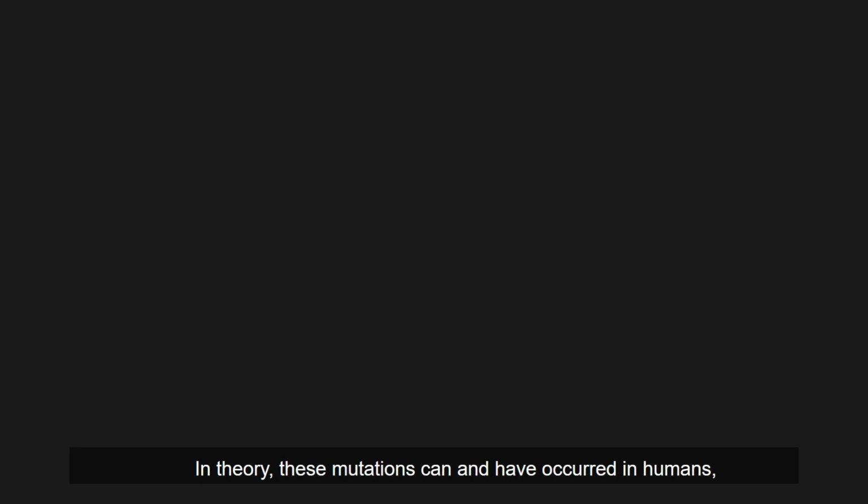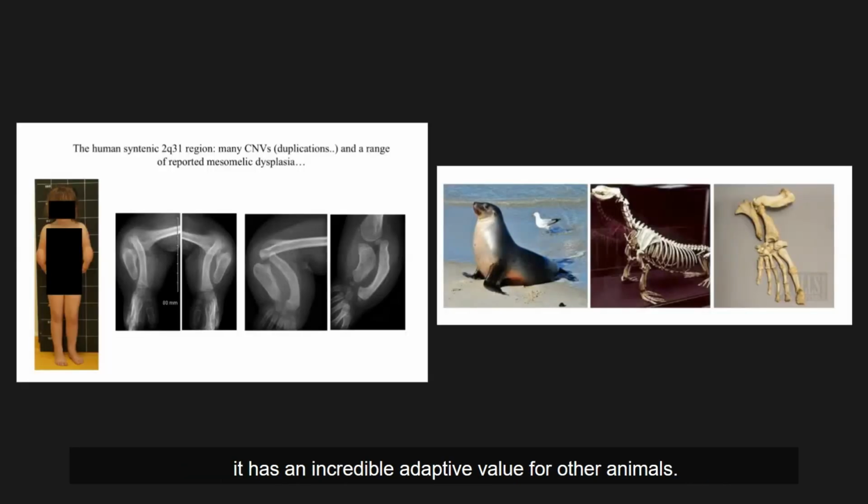In theory, these mutations can and have occurred in humans, just not in a formal laboratory setting because that would bring up so many ethical issues. While Hox genes can have negative effects on human evolution, it has an incredible adaptive value for other animals. While both the child and the seals share mesomelic dysplasia, which is a disorder of bone growth and shortens the limbs, it actually aids the seal in swimming.